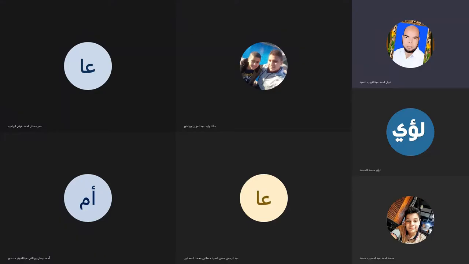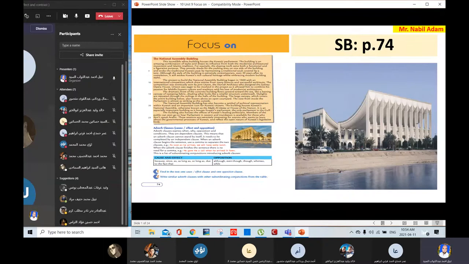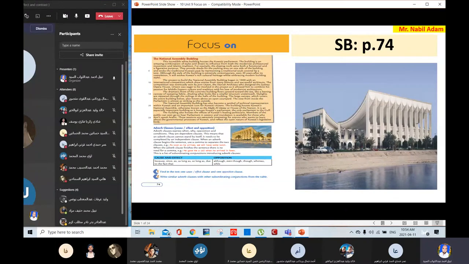How are you today? In this lesson, we are going to study a very important lesson. It's called Focus On. It's in the student's book, page number 74. In this lesson, we are going to read a passage about one of the topics. It's called the National Assembly Building. As you can see here, this building is called the National Assembly Building.